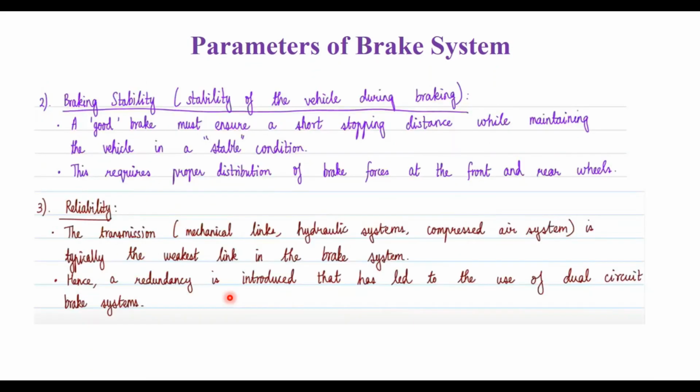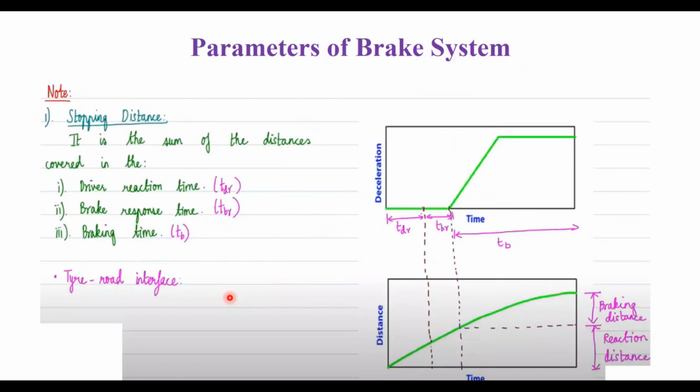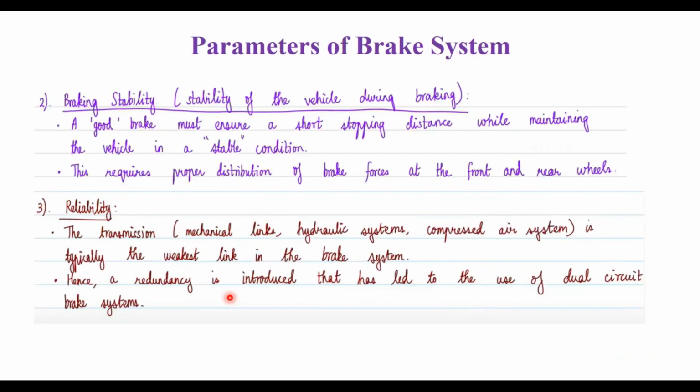So the first parameter is the stopping distance, which is an important parameter of brake system. Second parameter is the braking stability, or the stability of the vehicle during braking. It means a good brake must ensure a short stopping distance while maintaining the vehicle in a stable condition. That's what I have told. And this also requires a proper distribution of the brake forces at the front end and the rear wheel. That's why braking stability is very much important.